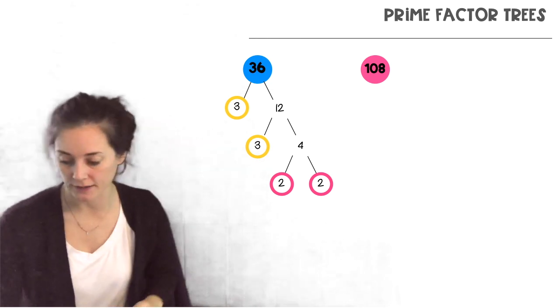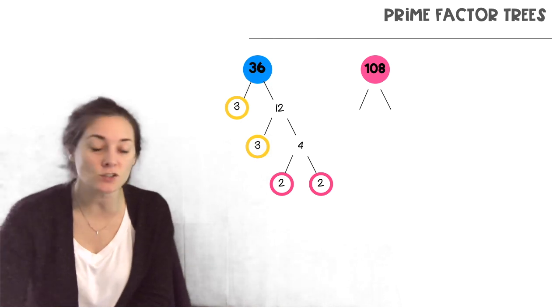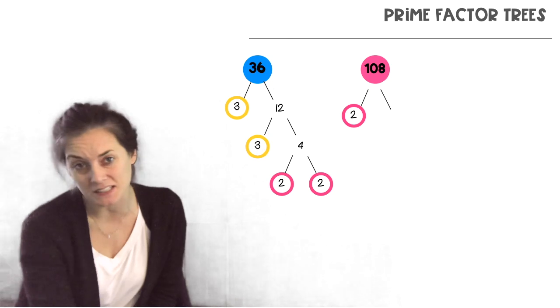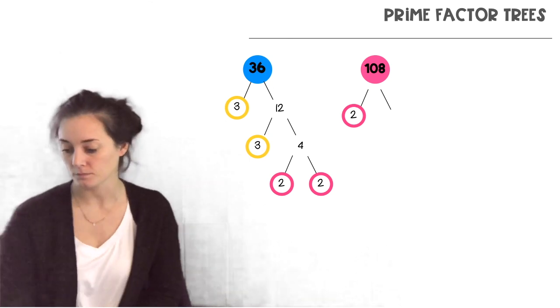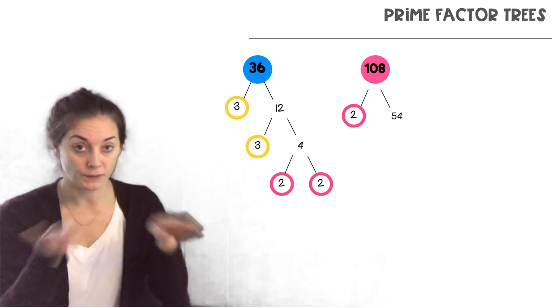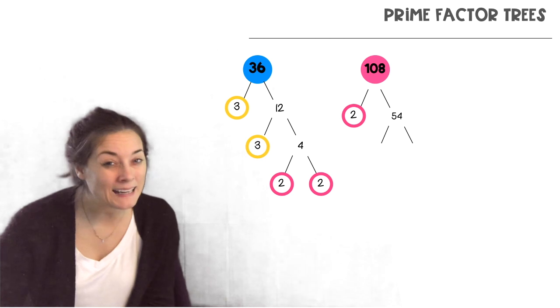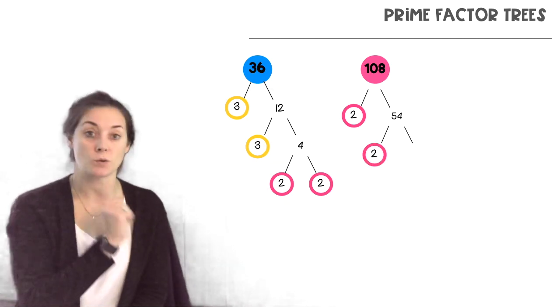Let's go over and do 108. So I'm going to split it up with multiplication again, and I'm going to choose 2 because, honestly, off the top of my head I don't know any other number. I know that it's even, so I'm just going to divide it by 2 and get 54. Split up 54. And with 54, I'm going to go with 2 again. I don't know any other numbers off the top of my head, and I know that I can get 27.